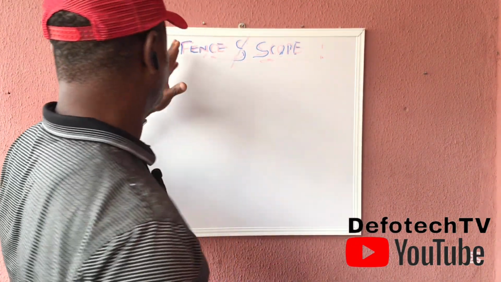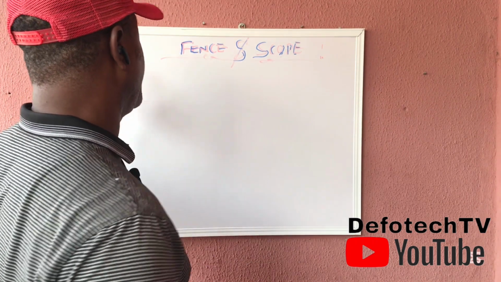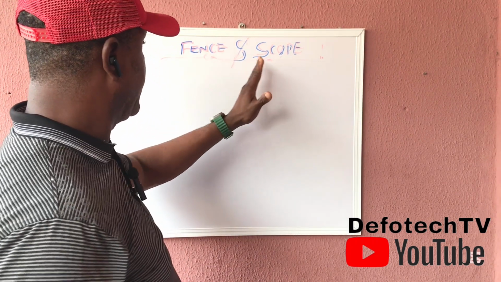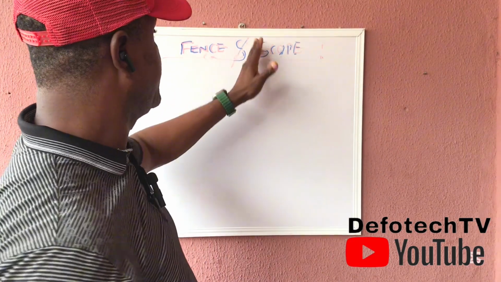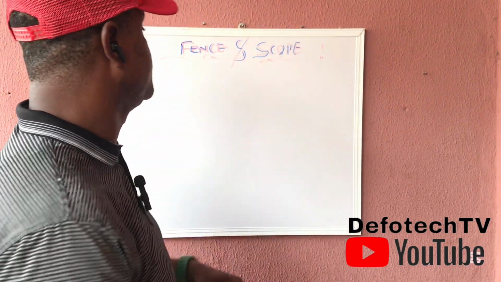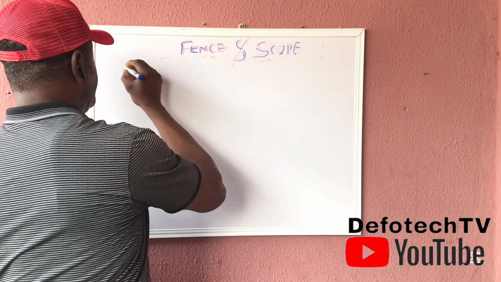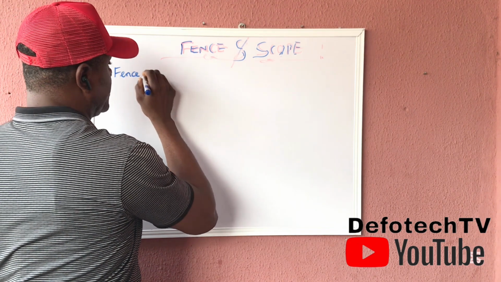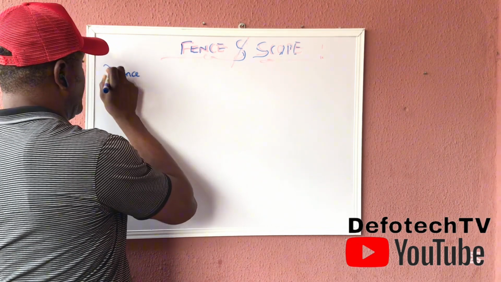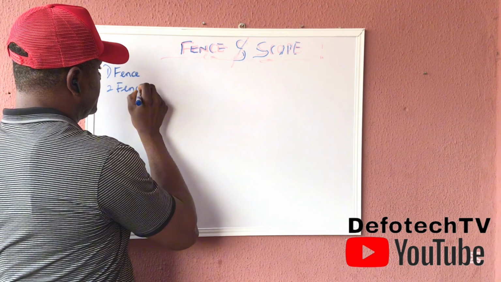And today we're talking about fence and scope. Now, I might have separated this into your fence and your scope. When I say fence and scope, I'm talking about, number one, the fence, and number two, the fence scope.